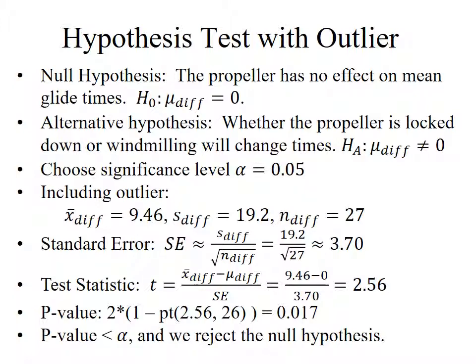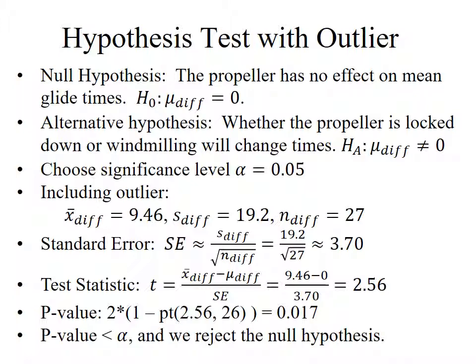We'll choose a significance level of alpha 0.05. Including the outlier, I got a mean difference of 9.46 seconds, standard deviation of 19 seconds. We've got 27 differences, so we compute the standard error. That's the standard deviation divided by the square root of the sample size. We get a standard error of 3.7 seconds. We use this to compute our test statistic. 9.46 was the average difference we got. The null hypothesis says that should be 0. So basically we just have 9.46 divided by 3.7, and we have a t-test statistic of 2.56 standard errors.